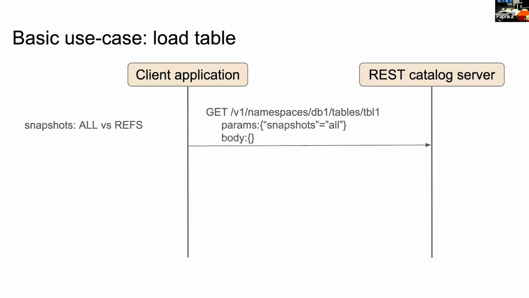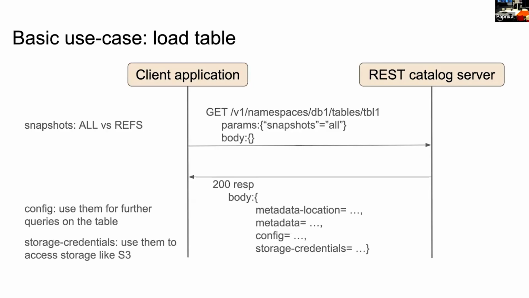the client can, so this is a load table response. This is a very simple one. If you take a look at this REST endpoint, it's a GET method. It contains the database name and the table name, and actually has no body, so nothing else is required here. Optionally, you can have some parameters to ask whether to have all the snapshots or just a subset of the snapshots, the ones that are referenced. So in turn, the REST catalog sends you a load table response with a 200 status code.